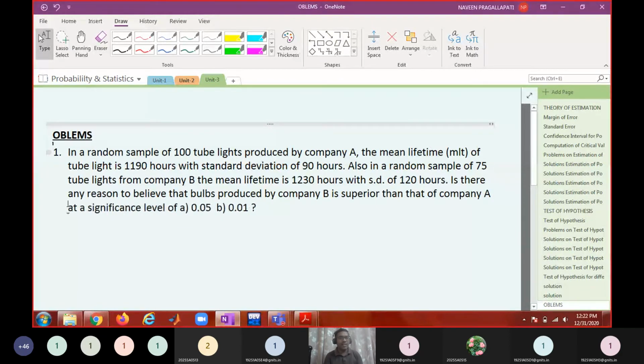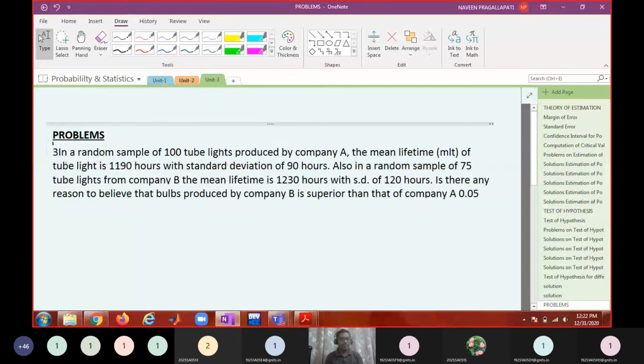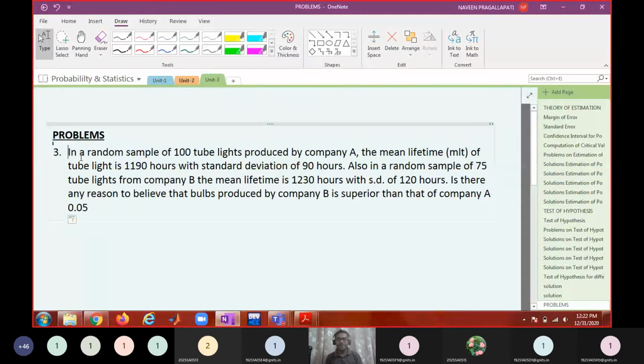At 0.01 level of significance or 0.05 level of significance. If I ask a question like this, then what test will you apply? Evidence is saying that 1230 hours, which is more than 1190. So if the question is asked like this, then how do you write the test? What will be my test?